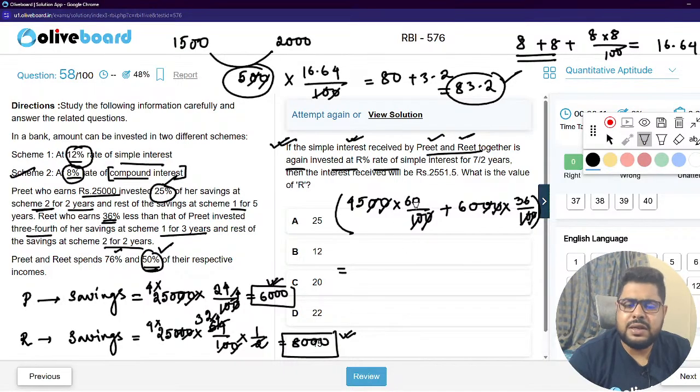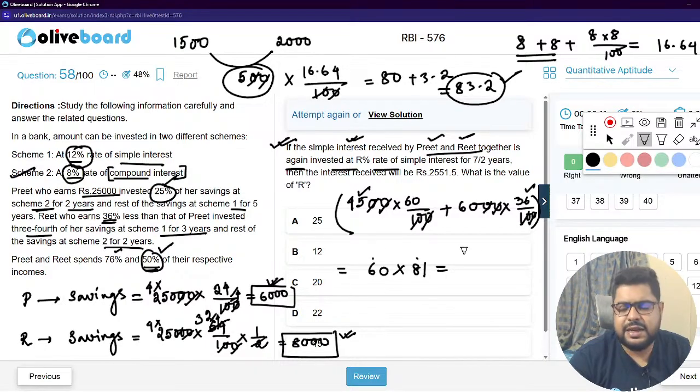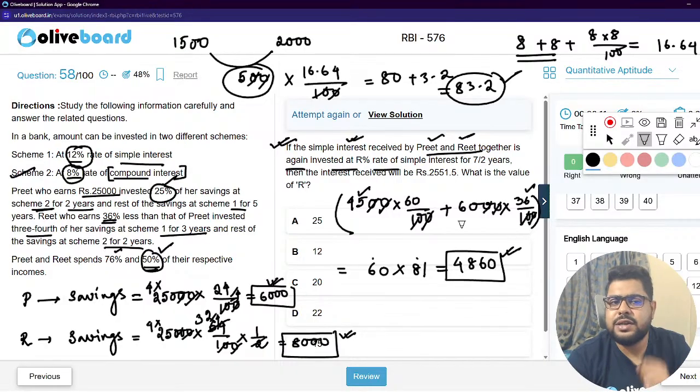Calculate. 60 into 45. You can do one thing. 60 you can take common. 45 plus 36. 45 plus 35 is 80. This is 81. 6 8s are 480, 486. And a 0, 4860. This is the total interest.